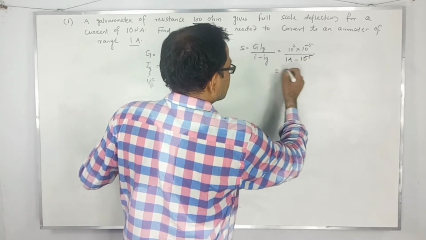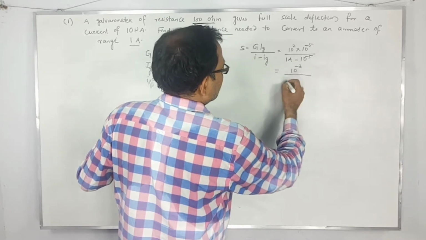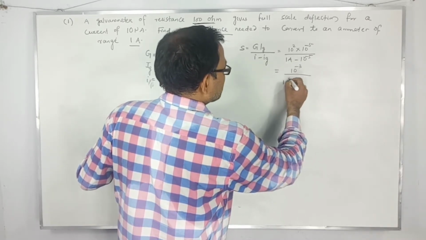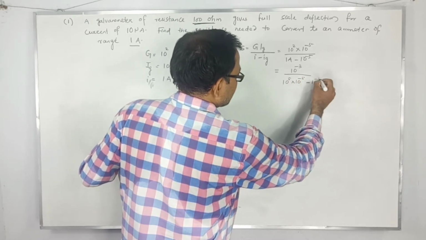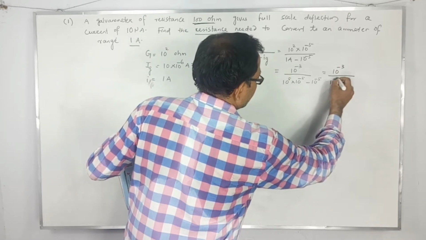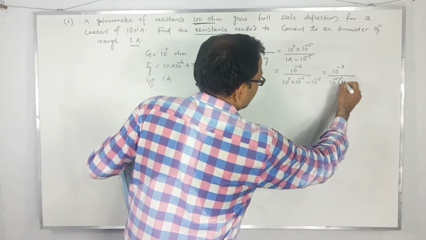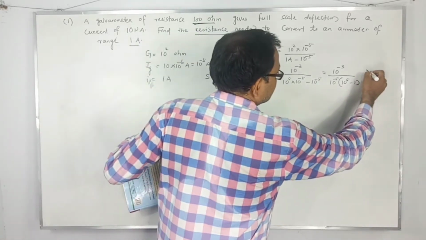So it can be calculated as 10 to the power minus 3 divided by 1 ampere minus 10 to the power minus 5. It can be calculated as 1 ampere is 10 to the power 5 into 10 to the power minus 5, minus 10 to the power minus 5. So the answer is 10 to the power minus 3 divided by 10 to the power minus 5 into 10 to the power 5 minus 1. You have to calculate this one yourself.